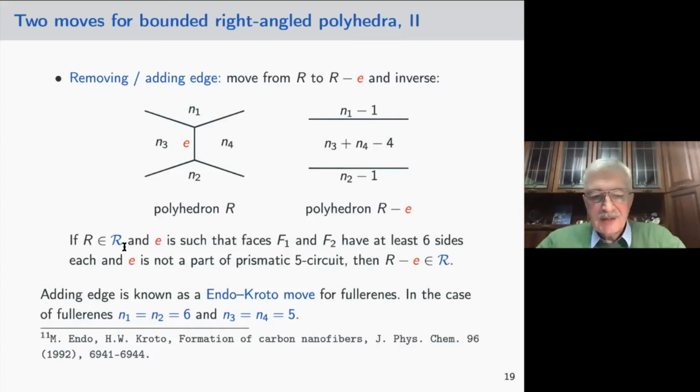So if you start from a right-angled bounded polyhedron, so a Pogorelov polyhedron in our terminology, and if these faces are big enough, so they have at least 6 sides, then the new polyhedron again can be realized as a right-angled bounded polyhedron. And I just want to mention that adding an H was also known in chemistry. It was called the Endo-Kroto move for the fullerene case, and Kroto is one of 3 persons who got a Nobel Prize for fullerene. So it's a natural move also for fullerene in a chemical context.